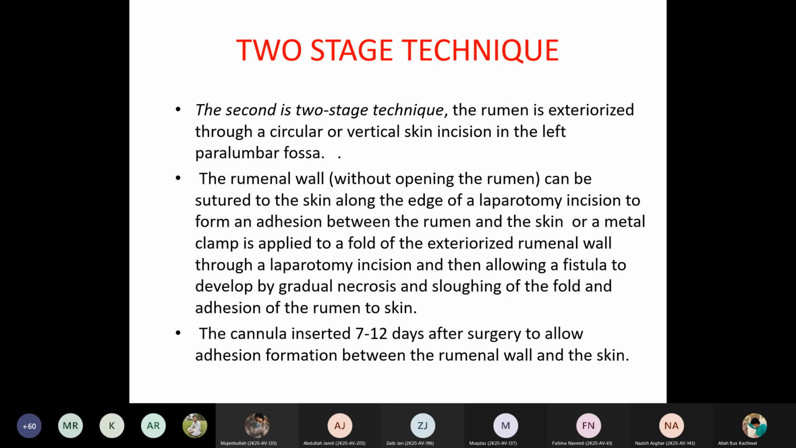The ruminal wall, without opening of the rumen, can be sutured to the skin along the edge of a laparotomy incision to form an adhesion between the rumen and the skin, or a metal clamp is applied to fold the exteriorized ruminal wall through the laparotomy incision, allowing a fistula to develop by gradual necrosis and sloughing of the fold and adhesion of the rumen to the skin. So the cannula is inserted 7 to 12 days after surgery to allow adhesion formation between the ruminal wall and skin.